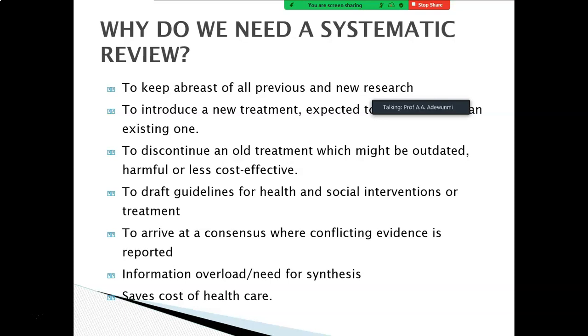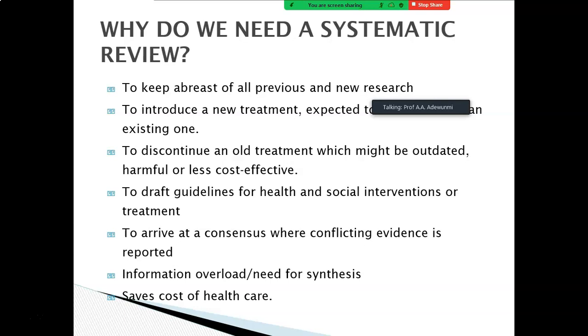So why do we need a systematic review? These are the reasons. Number one, to keep abreast of all previous and new research, because with systematic review, you know the evidence before now. And when new evidence comes up again, that we have to be upgraded. So that is why you must be abreast of new findings, new ways of treatment, that will better the outcome of the patient. Another reason is that sometimes we have to discontinue the old treatment, which might be outdated, harmful, or less cost-effective.